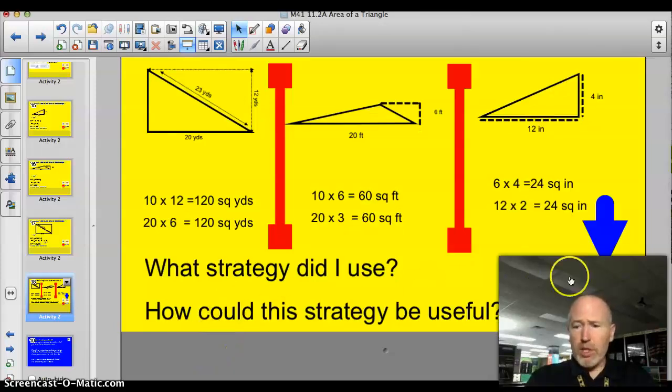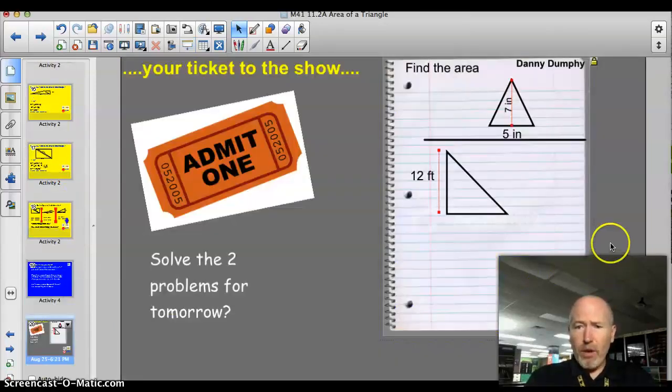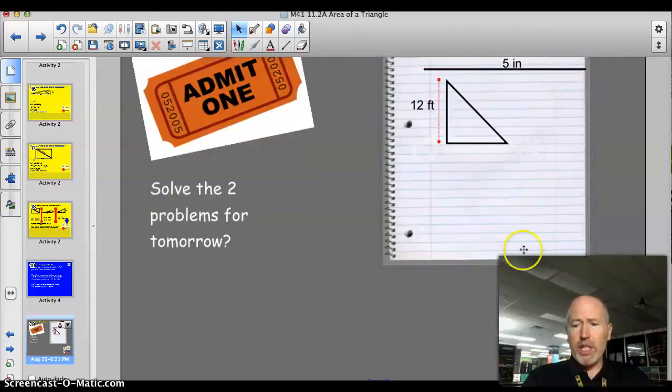All right, let's go to the ticket to the show. Find the area of these 2 triangles, and I know you're going to say, Mr. Dudley, you didn't give me all the information I needed to figure this one out. Yeah, I did. So you're going to have to think about that one and think about what kind of a triangle it is. Okay? Go ahead and solve those 2 for tomorrow, and let's get to the just for fun question.